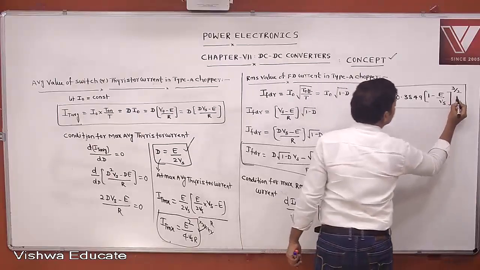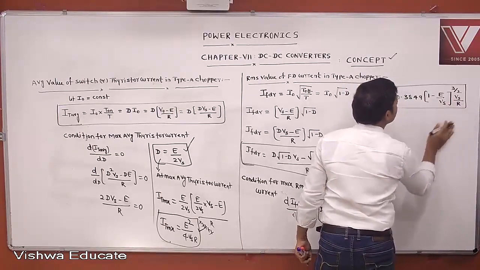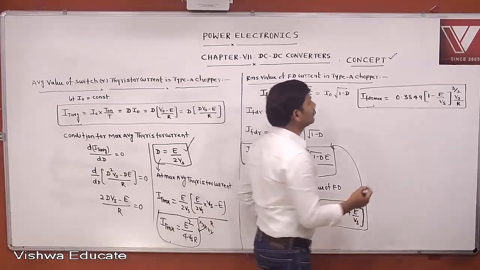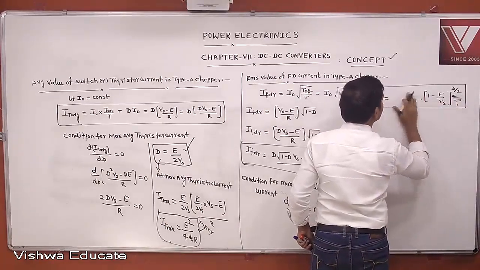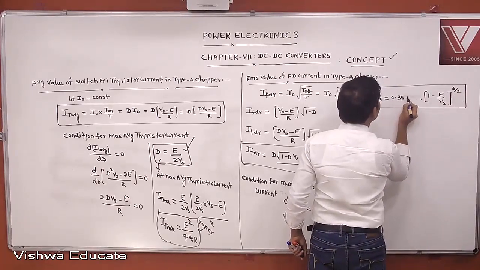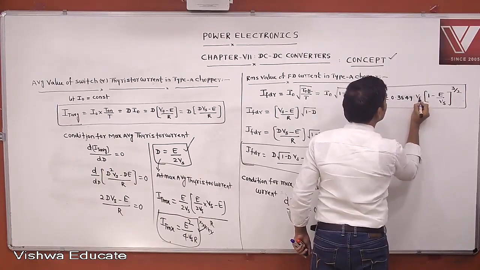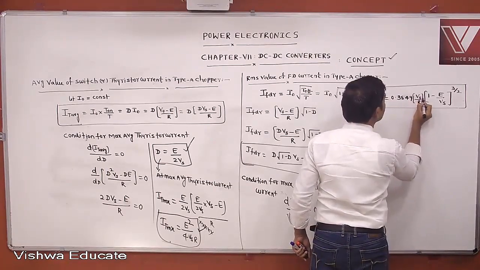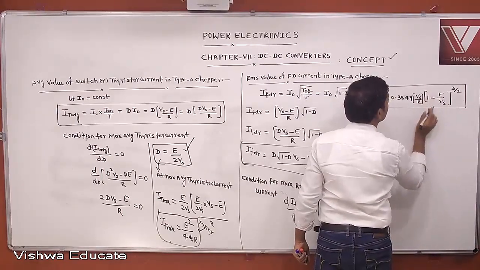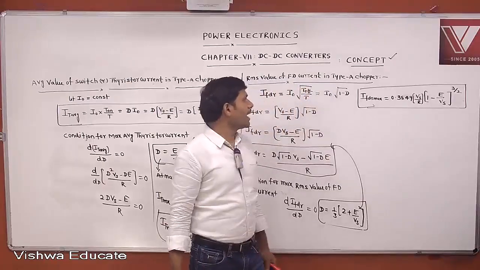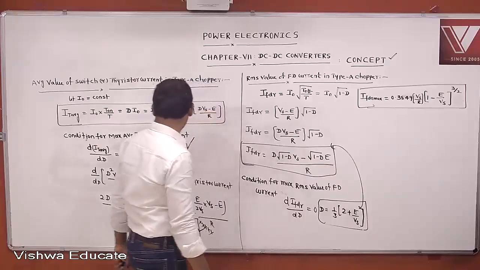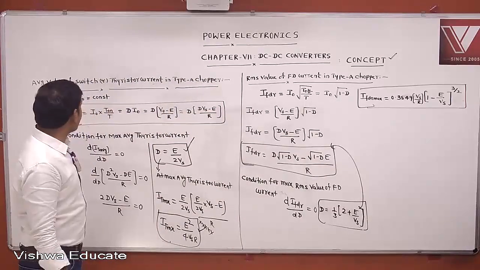Then you get the maximum RMS freewheeling diode current equal to 0.3849 into (1 minus E by Vs) to the power of 3 by 2, into Vs by R. This is the exact form. Or if you want, you can write it like this: 0.3849 into Vs by R into (1 minus E by Vs) to the power of 3 by 2. This is the maximum value of RMS freewheeling diode current. We get it by substituting this condition. Based on these direct formulas, direct problems can also be expected.